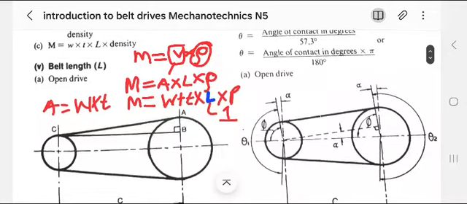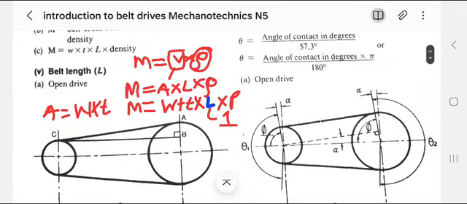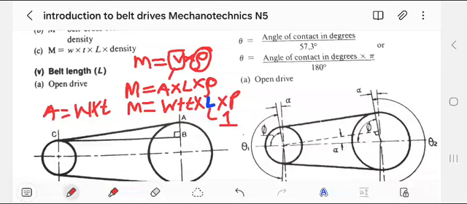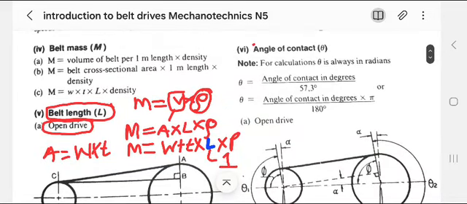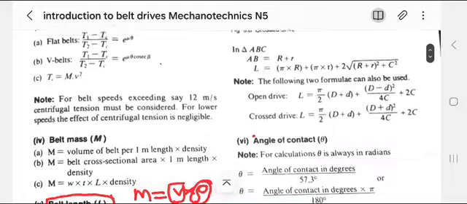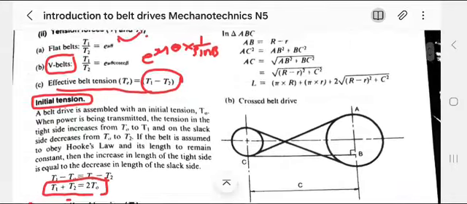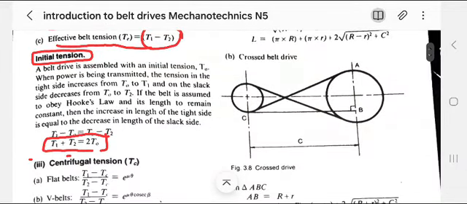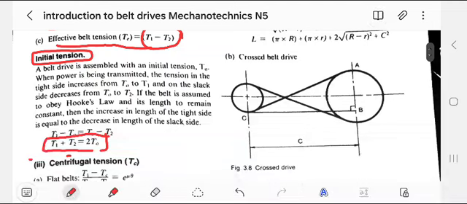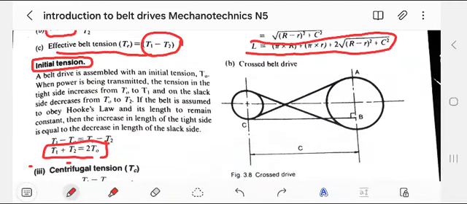So yeah, guys, now here we'll be considering how to calculate the belt length for open drive. Here we have given the diagram for open drive. The belt length, here again, we have some new formula. As you can see, for open drive is this one. But you can use the old one if you want.